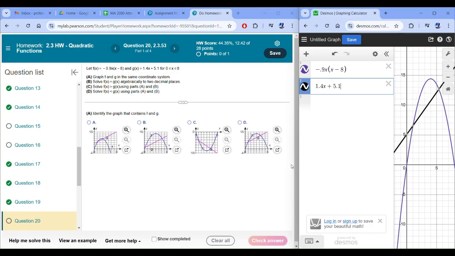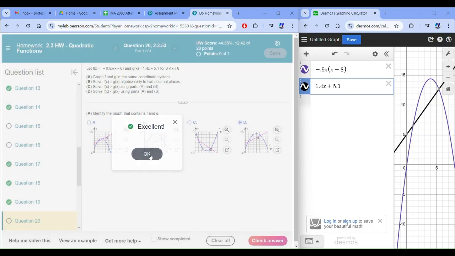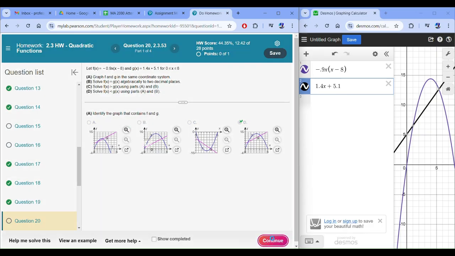It looks like it intersects right around 5. 0, 5 should be right around there. I'm thinking this one. It's either this one or this one. I'm thinking this one. Cool. Okay, what's the next part?